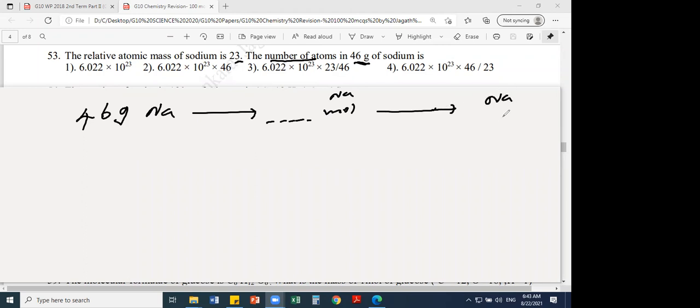Why? Because sodium, anyway, it consists of only atoms, no molecule. Sodium is not a molecule. Sodium consists of only atoms. Actually, sodium has only ions. That also is a wrong question if they ask in that way too. But anyway, for this level, that's accepted.